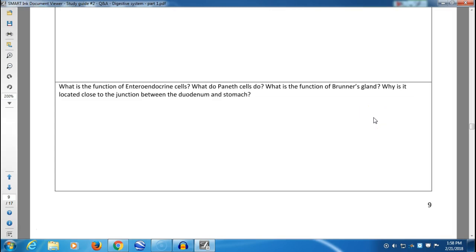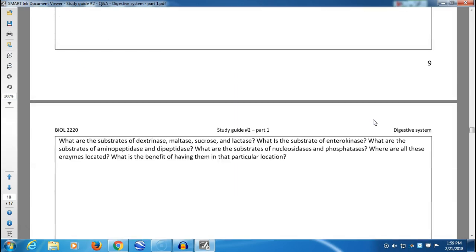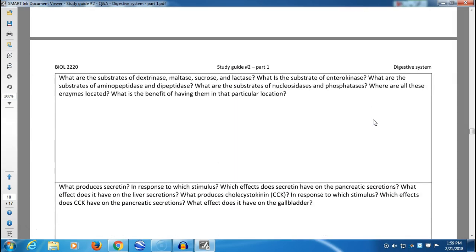Brunner's gland, where is it located? Well, a junction. It's right here, the junction between duodenum and stomach. Why? Because it produces what? Alkaline thick mucus, which protects duodenum from acid secretions. Okay.